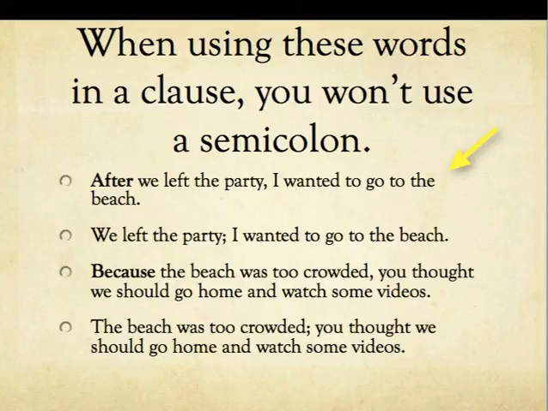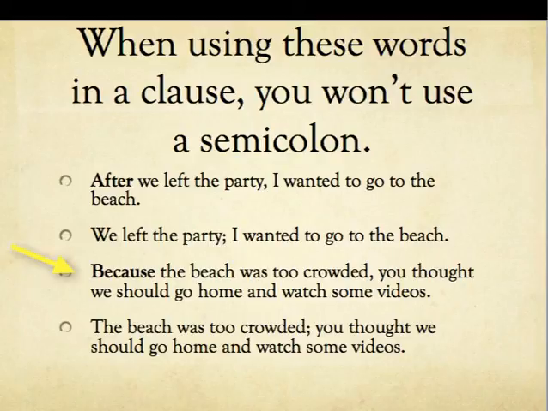After we left the party, I wanted to go to the beach. In that particular sentence, you're not going to use a semicolon because after we left the party begins with the subordinate conjunction and is thus dependent, so you put the comma in. But look what happens when you add the semicolon. We left the party; I wanted to go to the beach. The meaning of the sentence has changed. It is not just that we left the party, but I wanted to go to the beach, and maybe that's why we left the party.